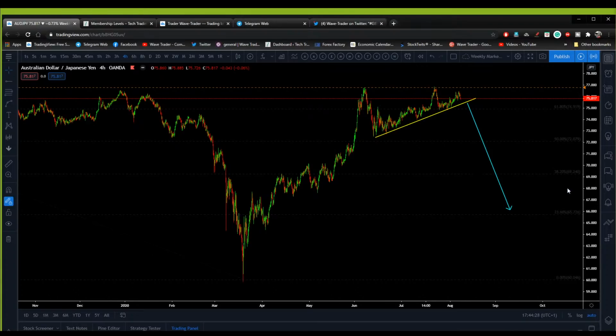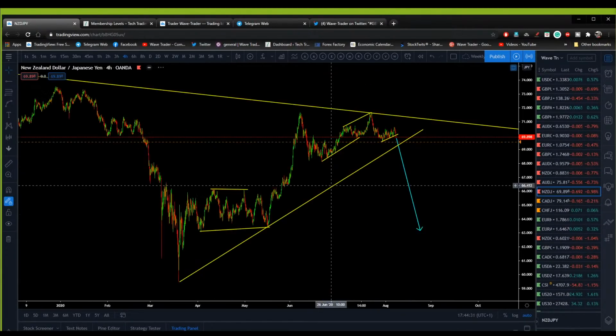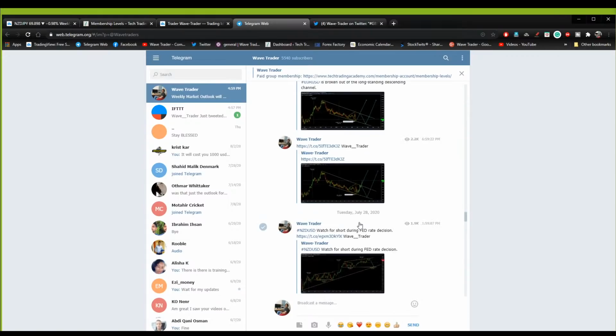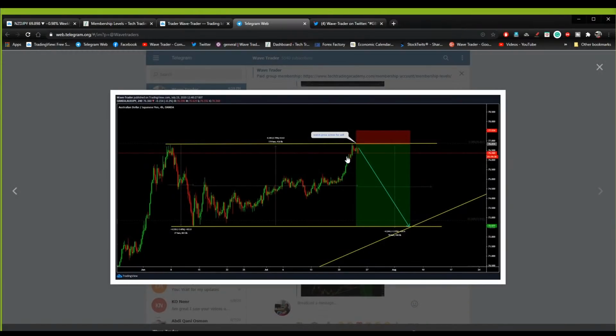So you're looking for it to go down. Kiwi Yen is also a breakdown. Kiwi Yen is already broken. These charts are there, guys. This is what we are looking at: Aussie Yen to go down.